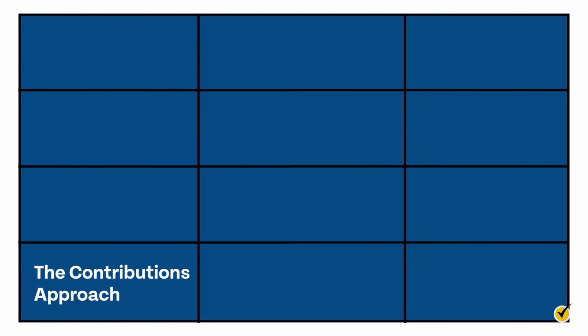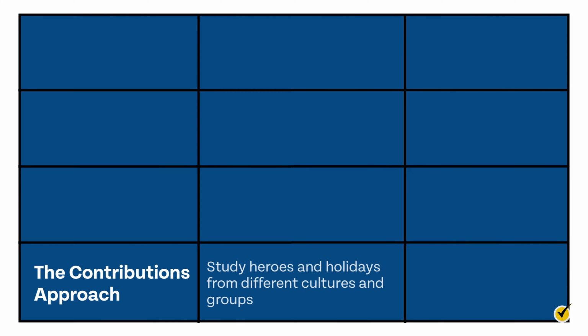The first level is the contributions approach, also known as the heroes and holidays approach. At this level, heroes from various groups are added to the existing curriculum, and holidays from different cultures are celebrated. Examples include studying Rosa Parks during Black History Month and having a classroom celebration for Chinese New Year.